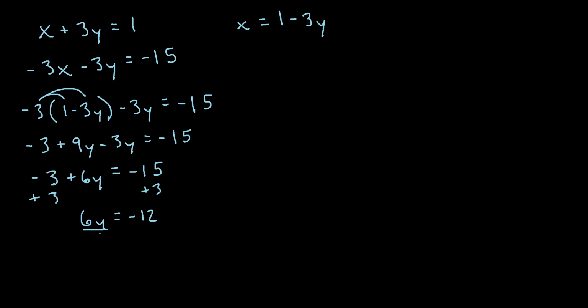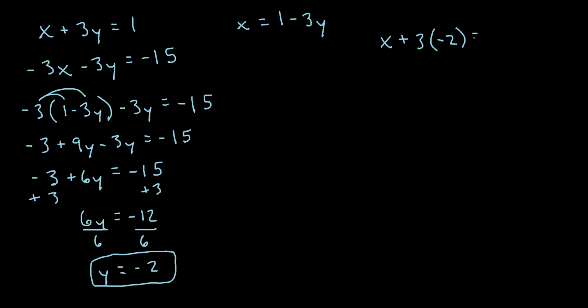And to solve for y, we can divide both sides by 6. So y is equal to negative 12 divided by 6, that's negative 2. So that's our y value. Now we can simply plug that back into this first equation up here. So we get x plus 3 times y. Y we just found was negative 2 is equal to 1. So we get x plus 3 times negative 2, that's negative 6. So let's write x minus 6 is equal to 1.